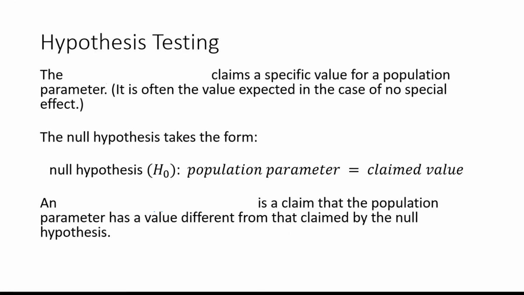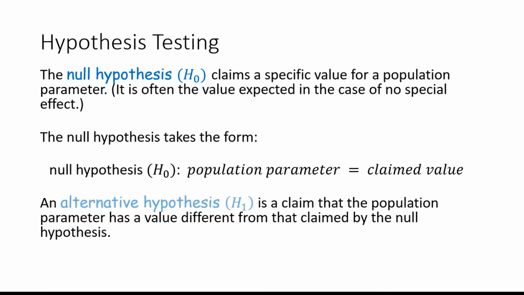Hypothesis testing. The null hypothesis, denoted uppercase H subscript naught, claims a specific value for a population parameter. It is often the value expected in the case of no special effect. The null hypothesis takes the following form: H subscript naught: population parameter equals claimed value. An alternative hypothesis, notation uppercase H subscript 1, is a claim that the population parameter has a value different from that claimed by the null hypothesis.